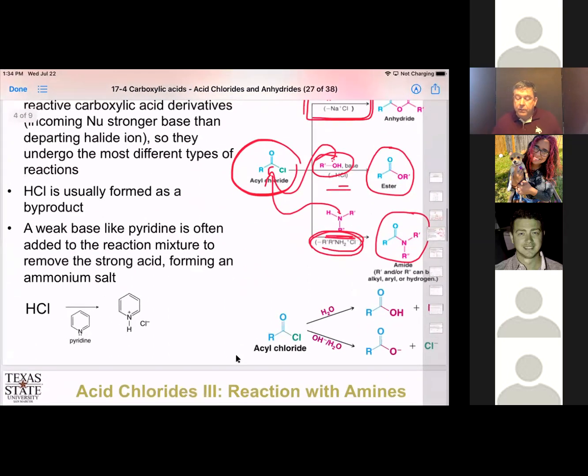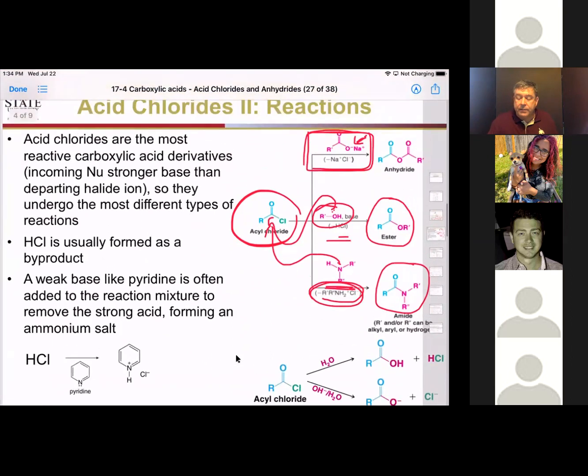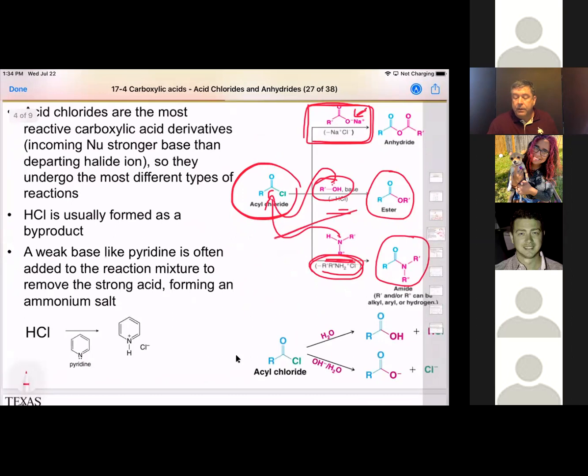The other thing you can do is react it with water or base, and that'll take it to the carboxylic acid, which is of course about the same reactivity as the ester here, and it undergoes about the same mechanism as well. All right, questions on that?